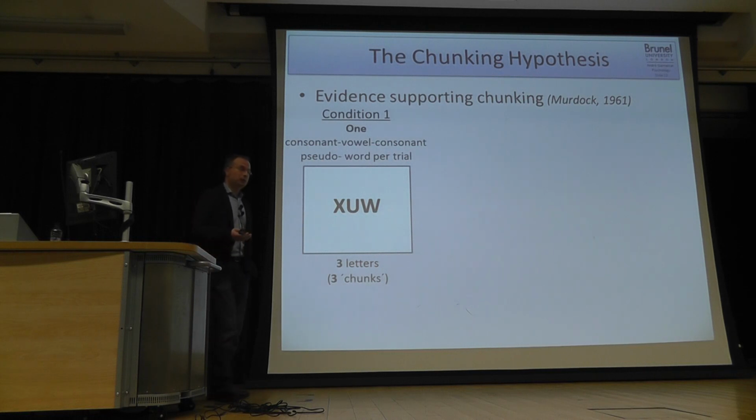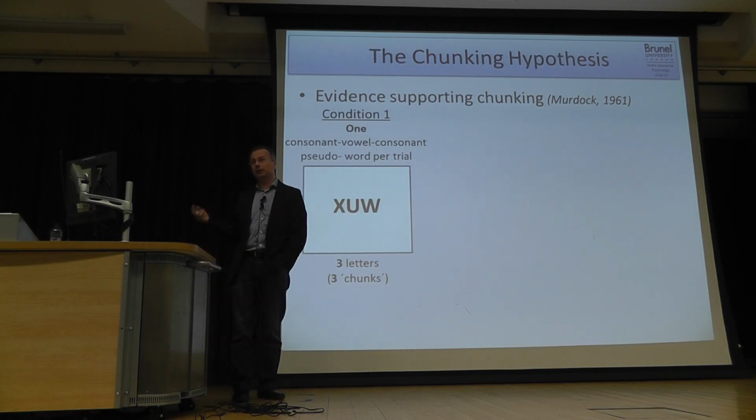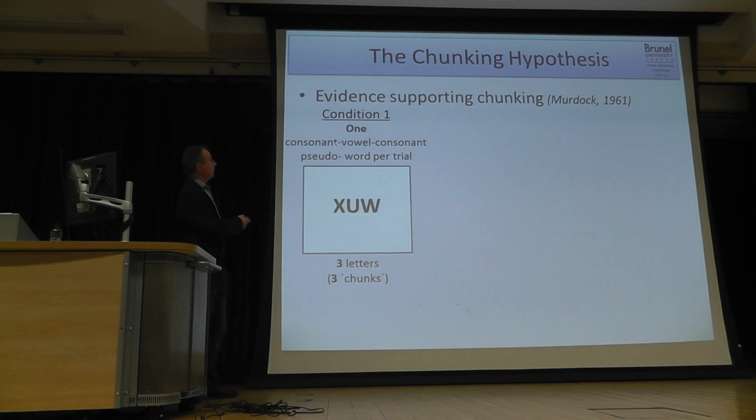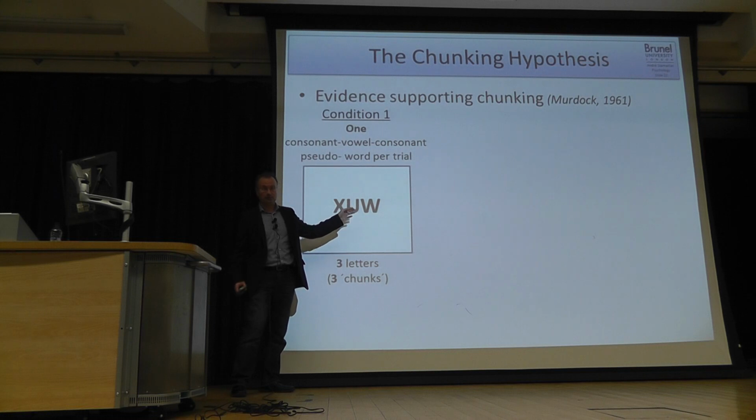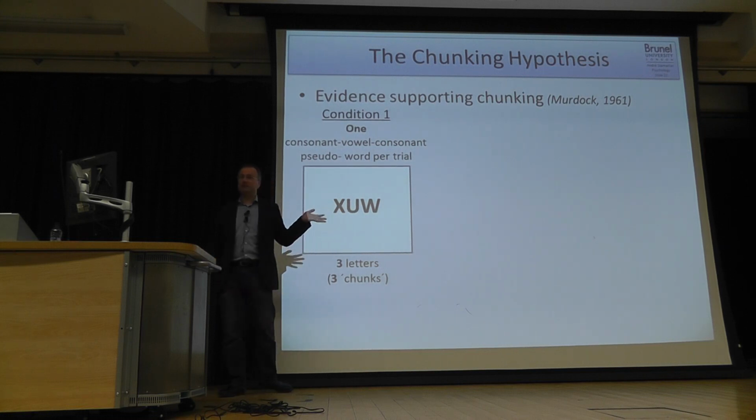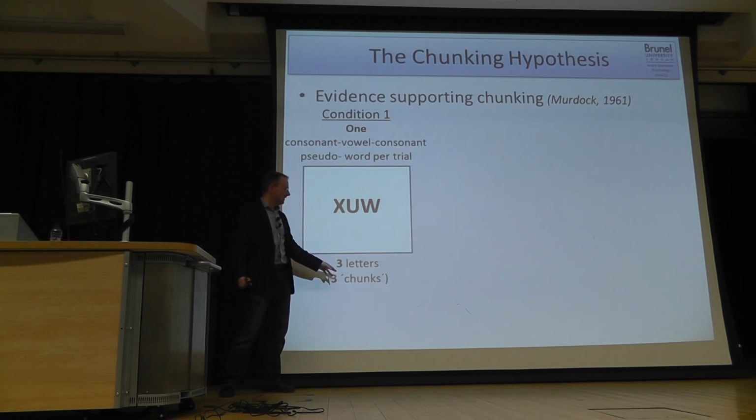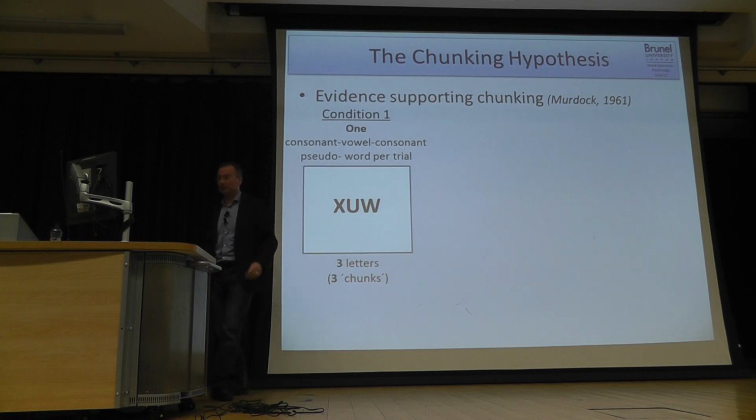And participants had to do this task, and they had to go through 3 conditions. In the first condition, they had a consonant, vowel, consonant, pseudo words presented, a couple of them per trial, and later on memory was tested. So this was like a pseudo word, and it consists of 3 letters when we think about the amount of information kept here. And because it doesn't make sense to us, you could say, well, it's 3 kind of chunks, and each chunk is just 1 letter.